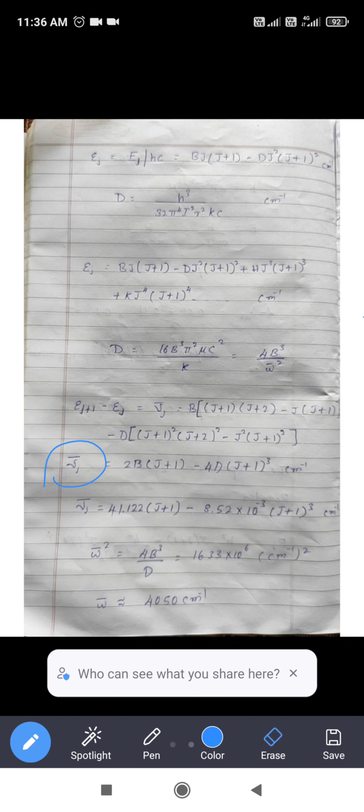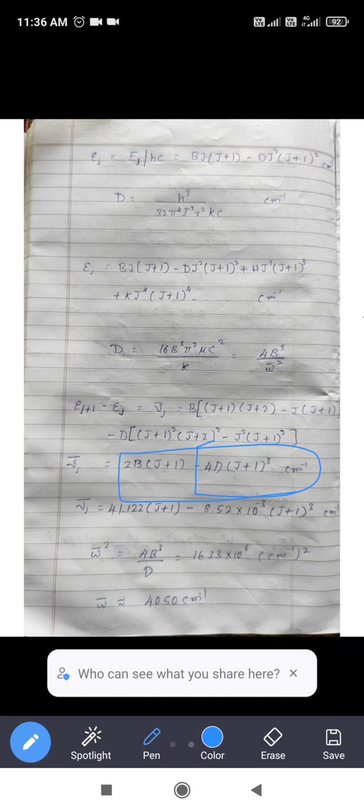You already know this equation. This is the absorption line of the rigid rotator molecule. This is the absorption line for the rigid rotator, and this is the equation for the absorption line of the non-rigid rotator.